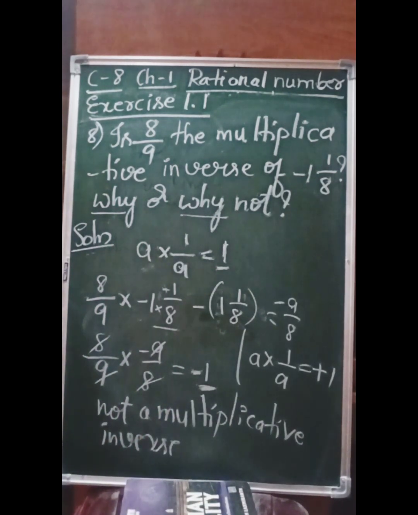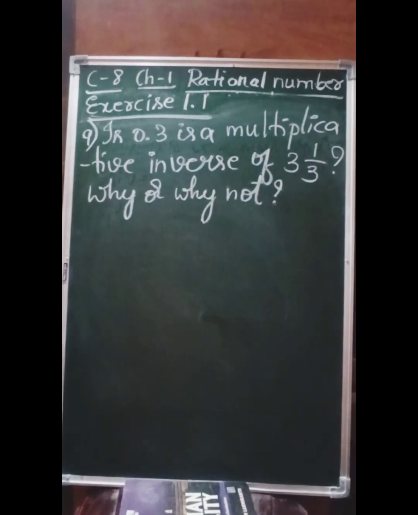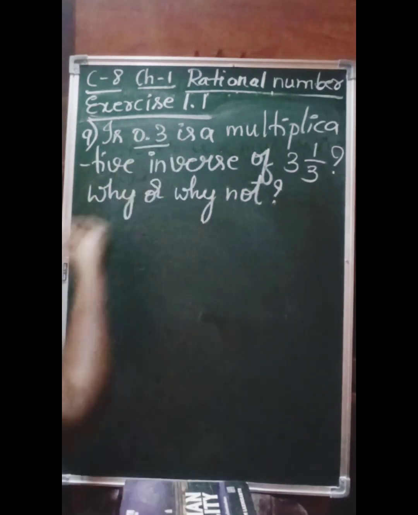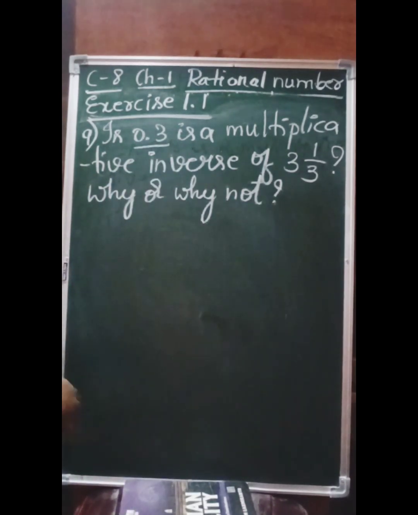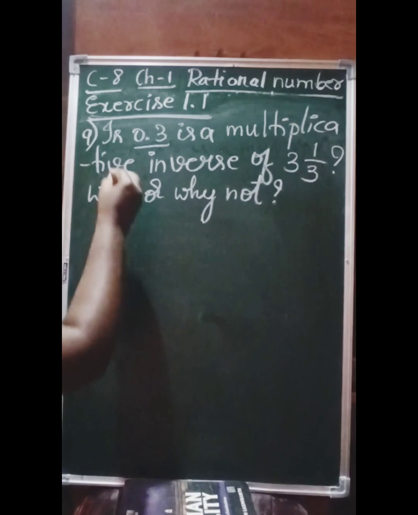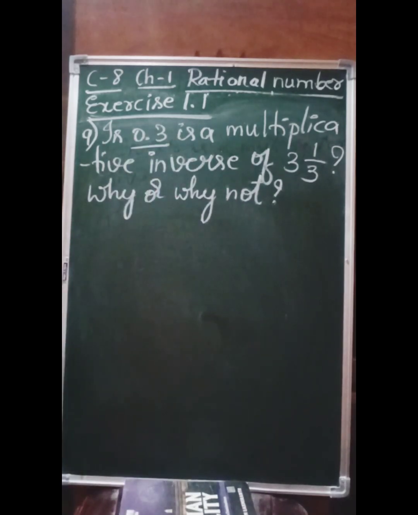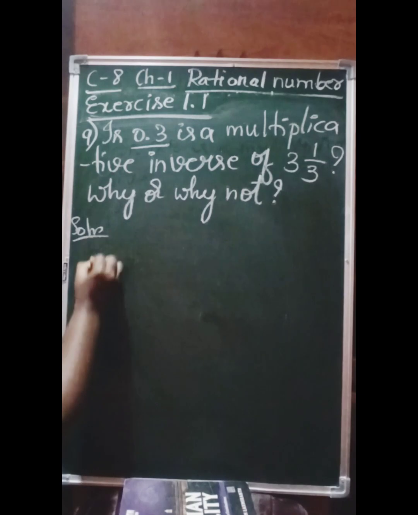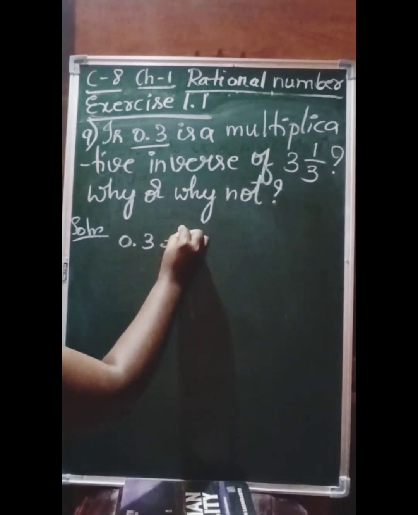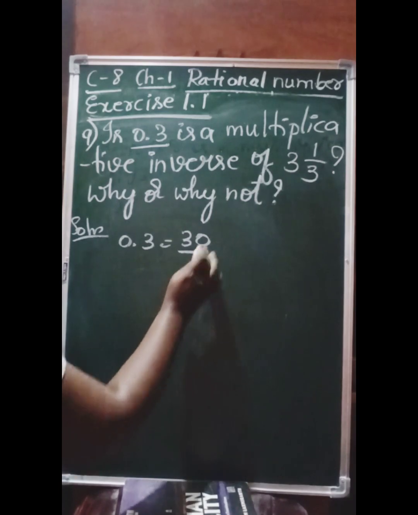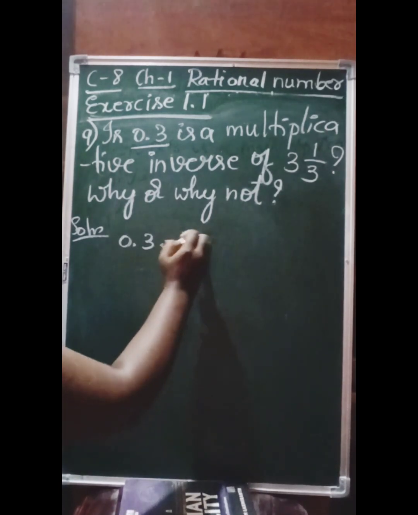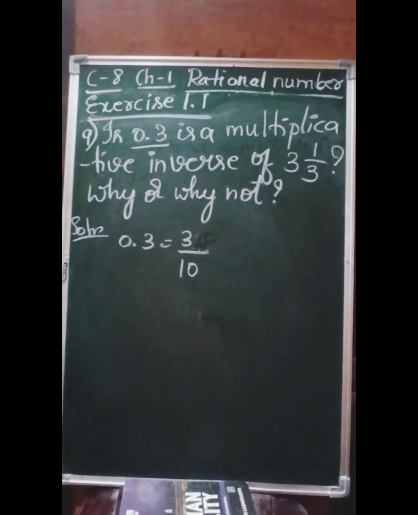Now come to the ninth one. The next problem is: 0.3 is a multiplicative inverse of 3 into 1 by 3. Again they have given the same problem but a little bit different. There they gave the number, but here they gave the decimal. As we know, we can write the decimal 0.3 as 3 by 10, right? So now we have to check whether 0.3 is a multiplicative inverse of 3 into 1 by 3.